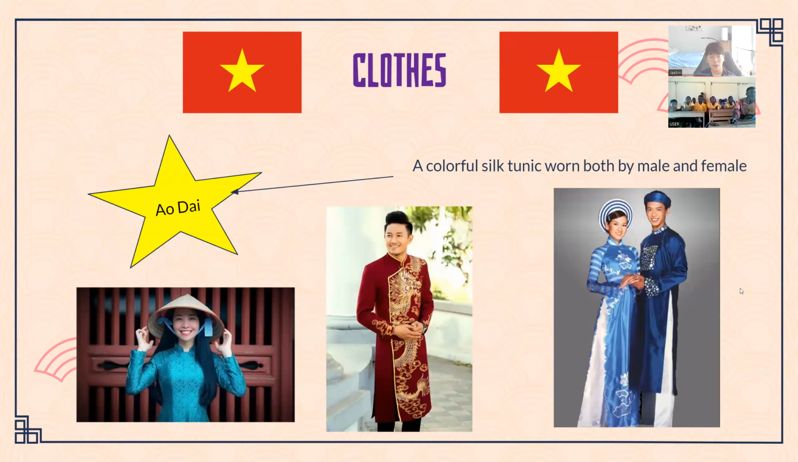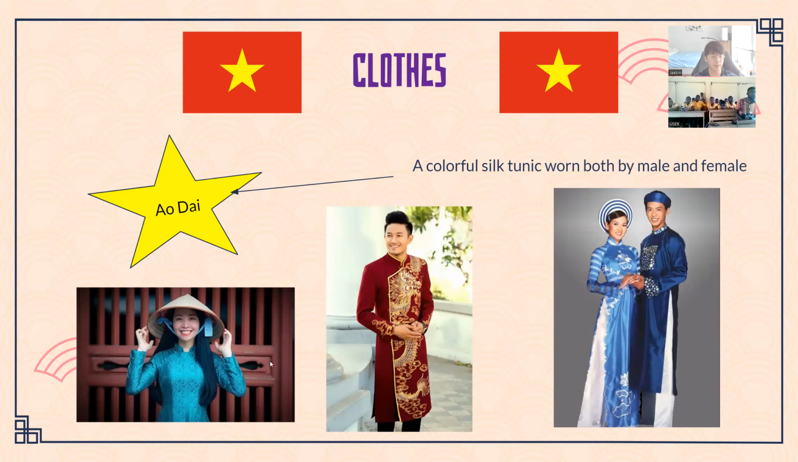I would like to quickly talk about the clothes, since clothes are a really important part of Vietnam. The traditional clothing in Vietnam is called áo dài, and it is a colorful silk tunic worn by both males and females. On the left here, you have the female áo dài, in the middle the male, and on the right possibly a wedding picture, with both the male and the female wearing this colorful silk tunic.